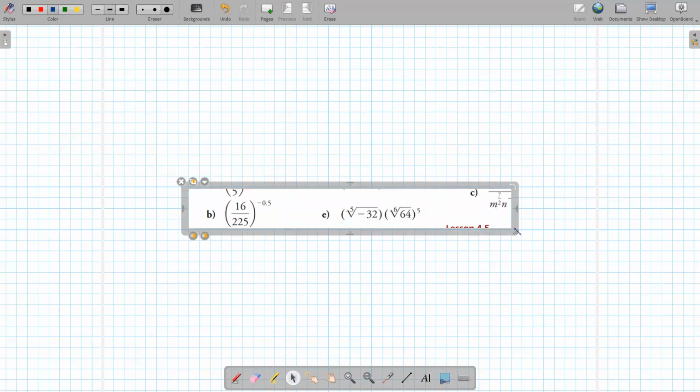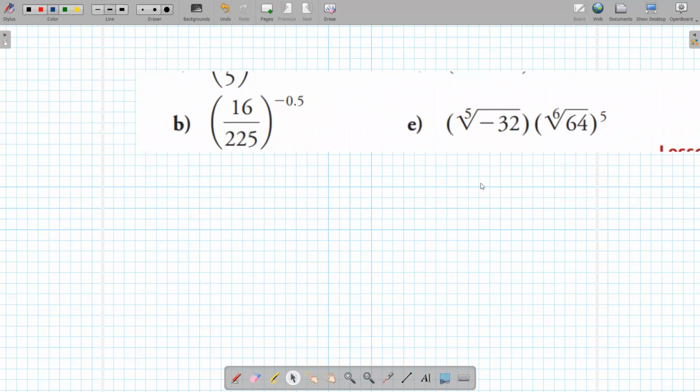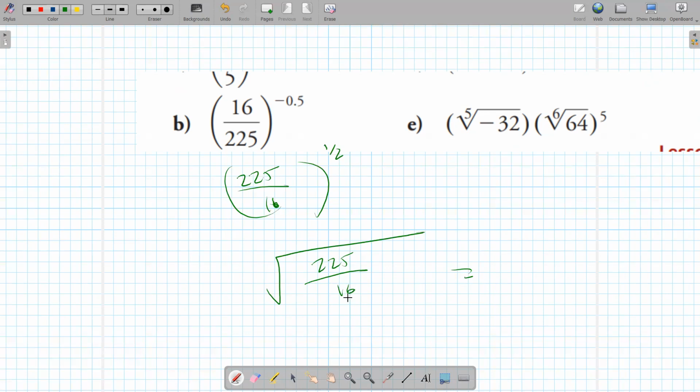Same idea here. For b, we're gonna flip it upside down to make the exponent positive. And we know negative 0.5 is just 1 over 2, right? What's 225 to the power of 1 over 2? That's just, a to the power of 1 over 2 just means the square root. Like that. What's the square root of 225? You can put it in a calculator if you have one. It's 15. And then the square root of 16 is just a 4, and you're done.